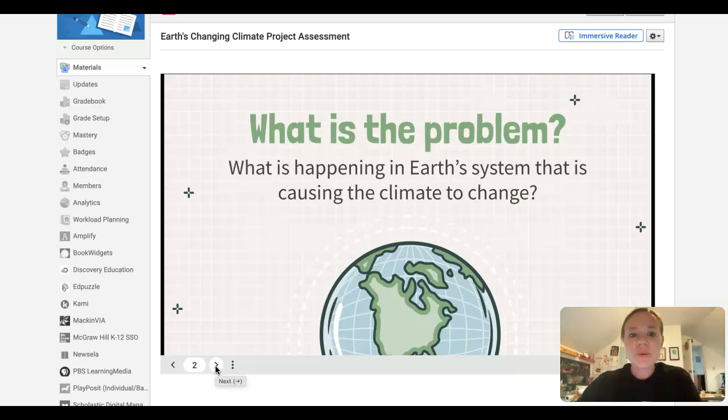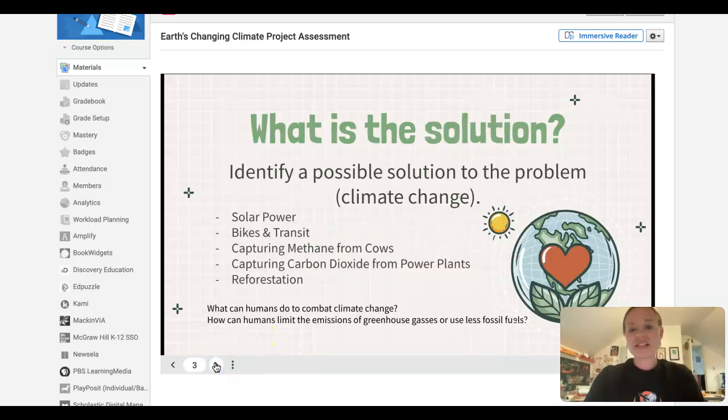And so what you are going to do is start off by telling your audience in your poster on your one page what is the problem. So what is happening in Earth's system that is causing the climate to change? So what are the things that are really causing our climate to be different than it was a very long time ago? And if you remember back to the very first assignments, we were analyzing those graphs so we can look at what was happening, what is causing that climate to change.